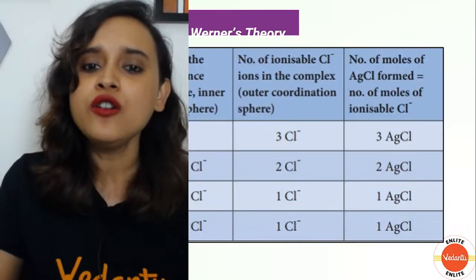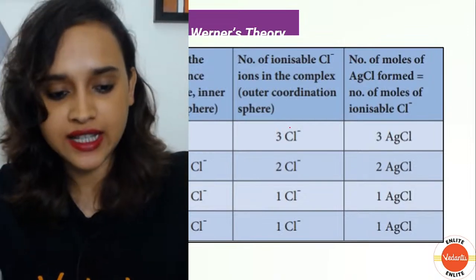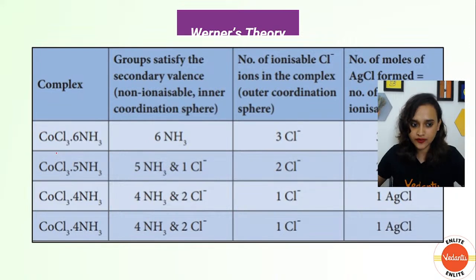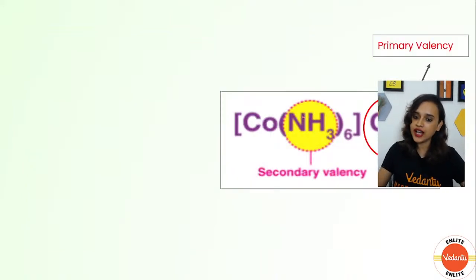Yes. Now, from this table, take a look at it. If you have the complex CoCl3.6NH3, the groups satisfy the secondary valence. The non-ionizable inner coordination sphere is 6NH3. But which one is the ionizable here? It's 3Cl minus. You can see it. Is this clear? Very easy, everyone.